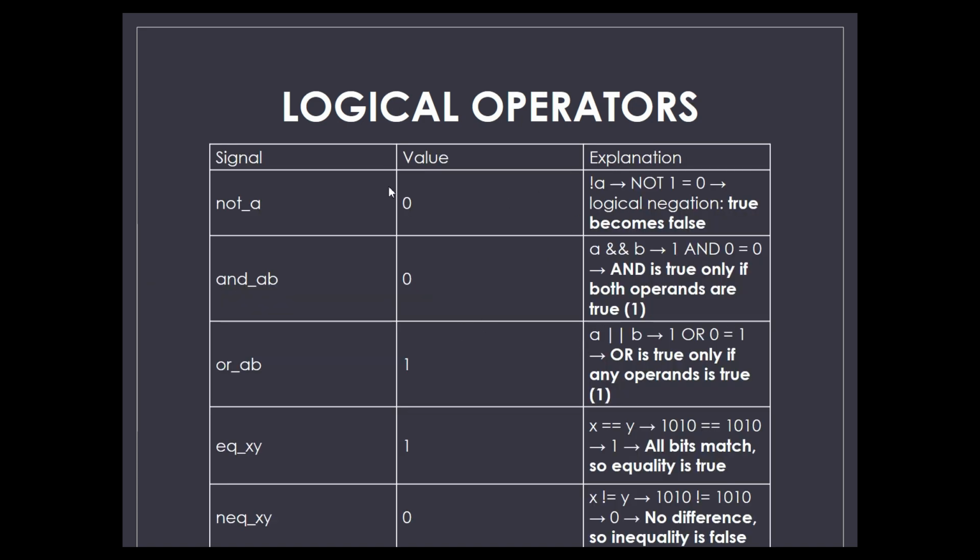To summarize, as we discussed earlier, logical negation means true becomes false and false becomes true. AND is true only if both the operands are 1. OR is true if any one of the operands is true. The equality operator matches only if all the bits are matching, and with no difference, the inequality operator is false.